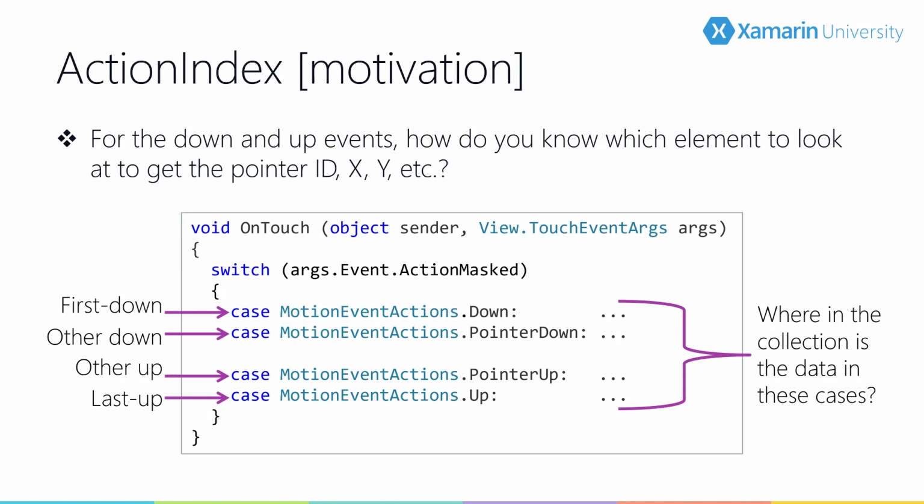Now, please think for a moment about how you might determine which element contains the information you need. In other words, which element has the data for the finger that just contacted or left the screen? Well, in 2 cases, it's easy to know. In 2 cases, you can't figure it out on your own, so Android tells you. We'll go through those cases next.